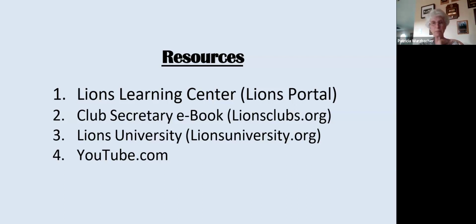Next, we have the Club Secretary ebook. I will have a picture of what that looks like later. That can be accessed by, I Googled Lions Club Secretary ebook, and it'll take you right to the link. That's an invaluable resource also. I think it's like 18 to 19 pages long, but it covers anything you need to know about being the secretary of your club. You can find the answers in there.